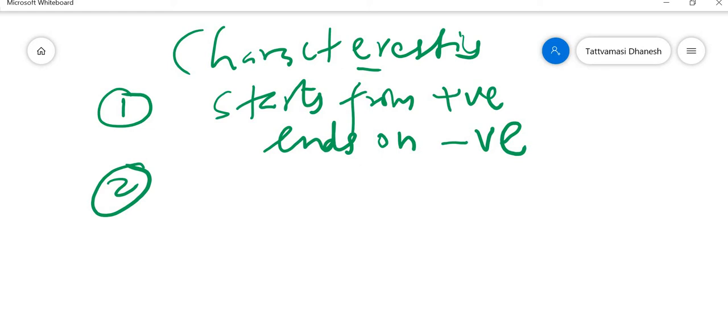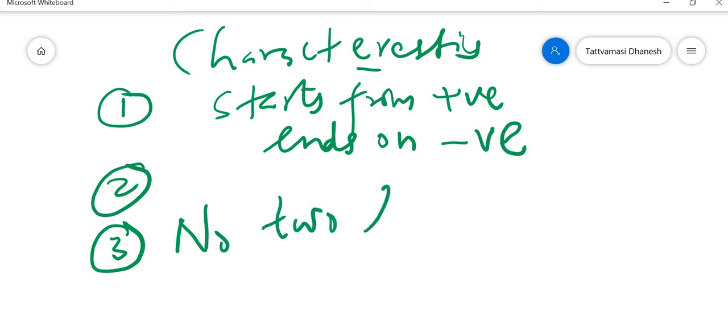The third characteristic: no two lines of force intersect. Two lines of force will never intersect.